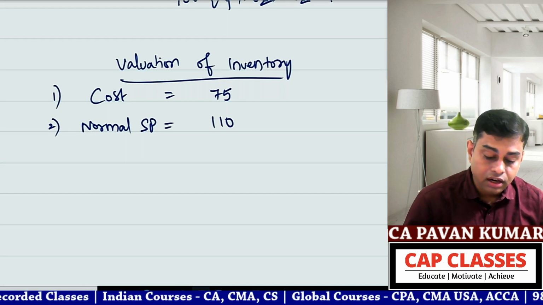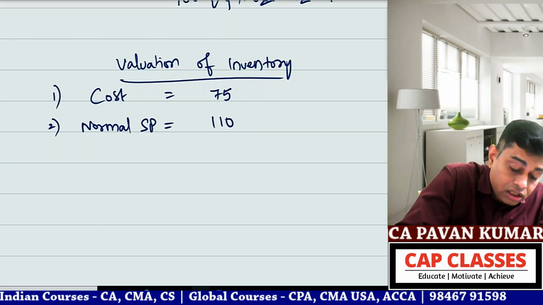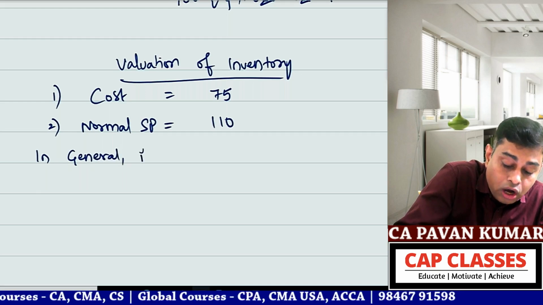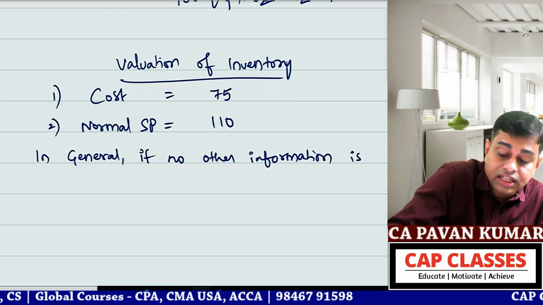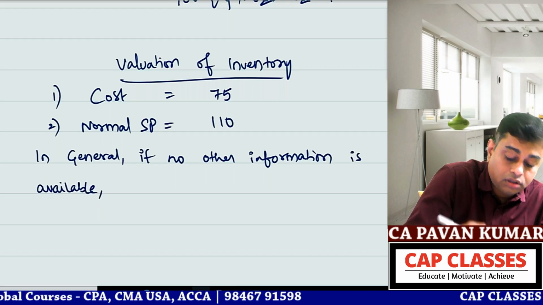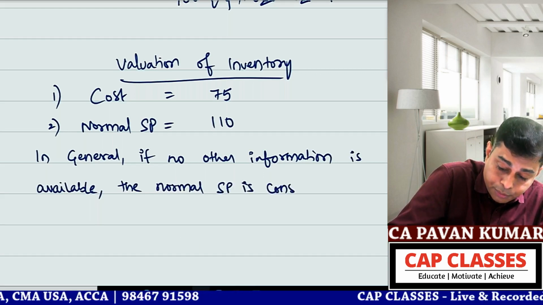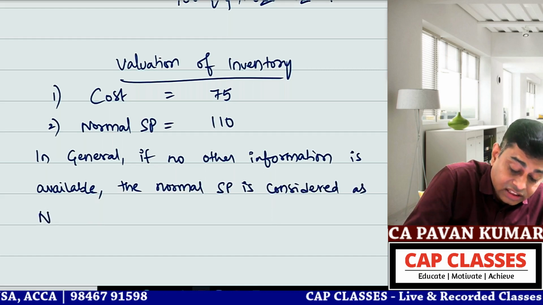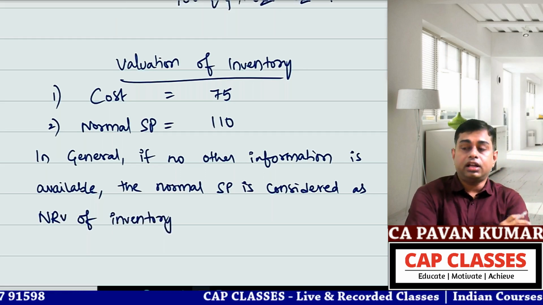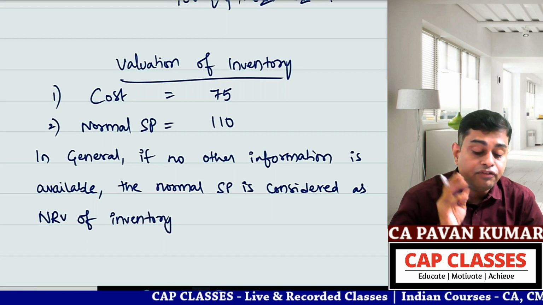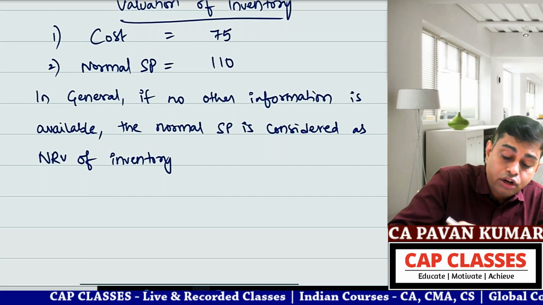In the next line, write down: in general, if no other information is available, the normal selling price is considered as net realizable value of inventory.